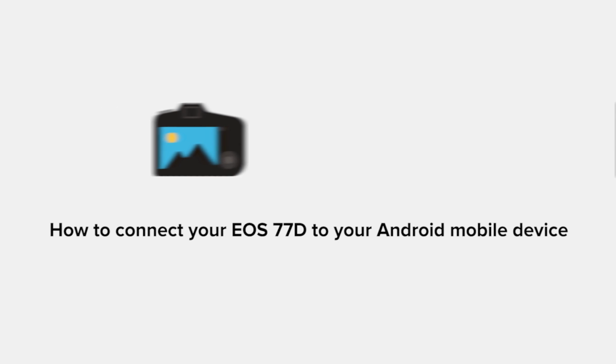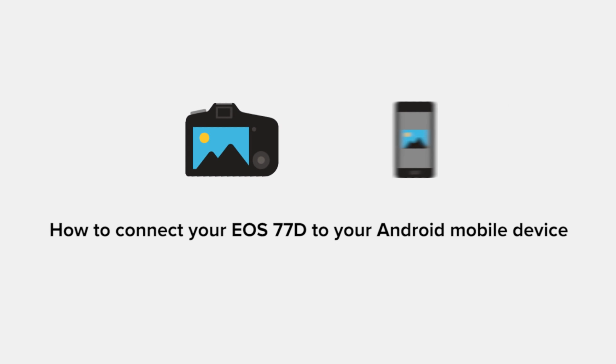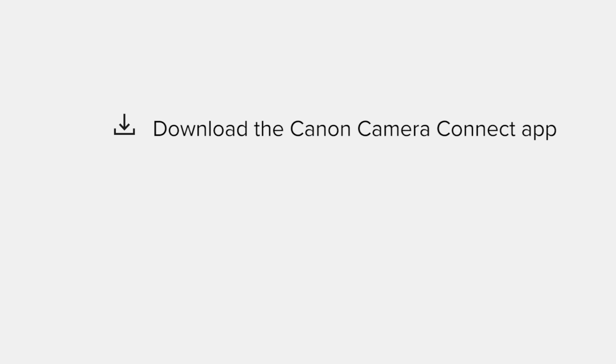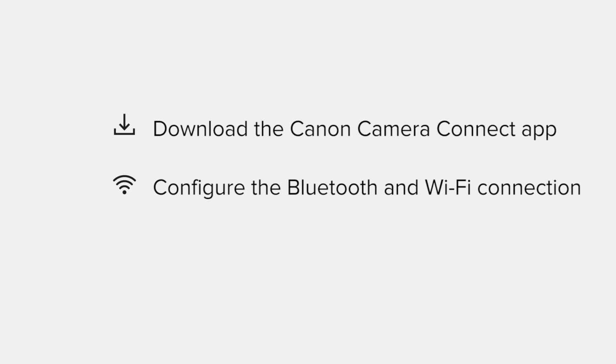In this video, we'll take you through the steps required to connect your Android smartphone or tablet to the Canon EOS 77D. We'll start by downloading the Canon Camera Connect app from Google Play before configuring the Bluetooth and Wi-Fi connections. Finally, we'll go through the basic features of the app and make sure that everything's working as it should. All up, it'll take about 5 to 10 minutes to get up and running.